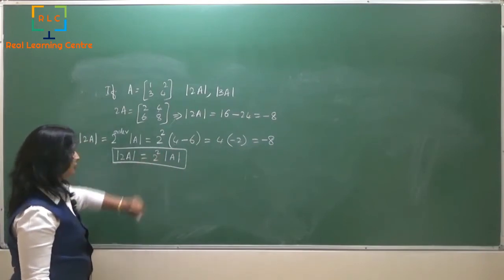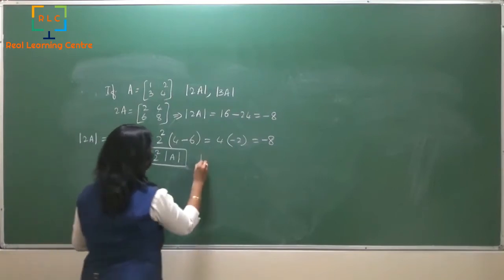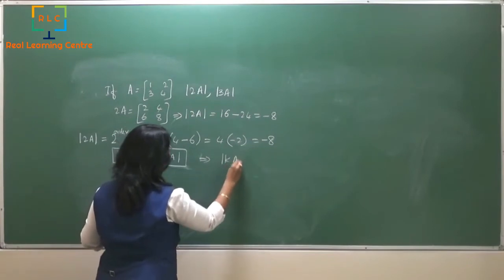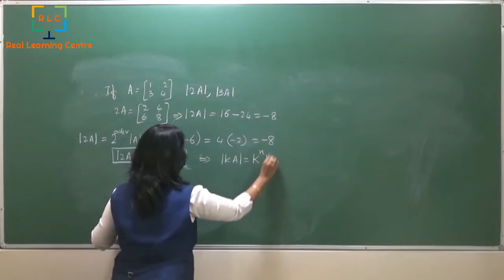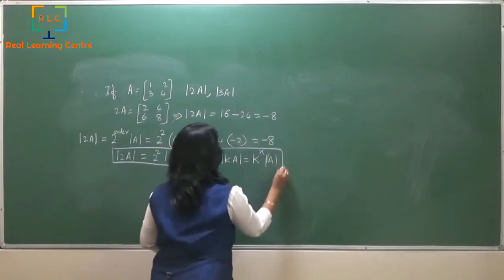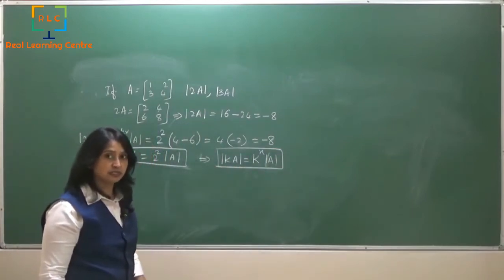2 power order you have got. If I denote the order by n, then this implies the determinant of kA will be equal to k to the power of n into determinant A. This is one of the formulae that you have to learn now, for any scalar multiplication. Why is it like this in determinants?